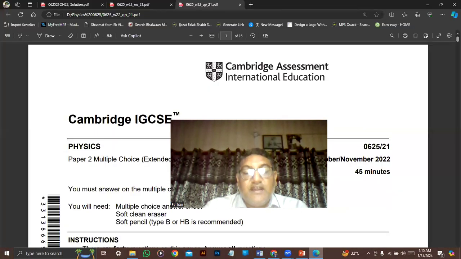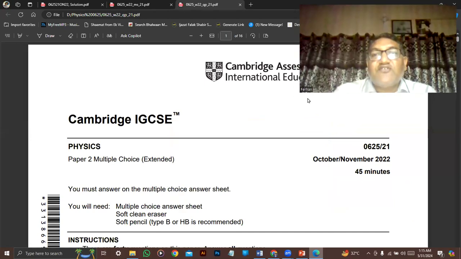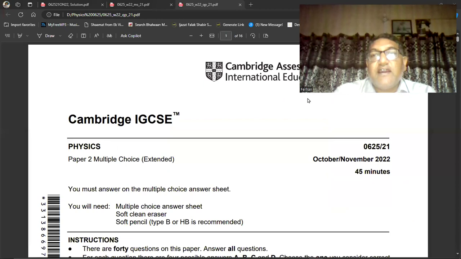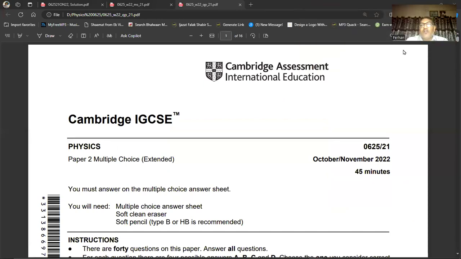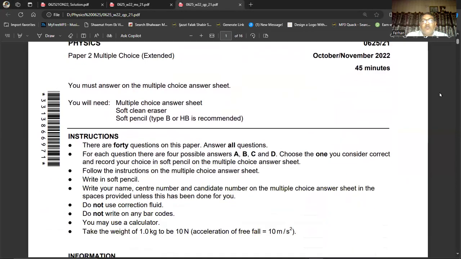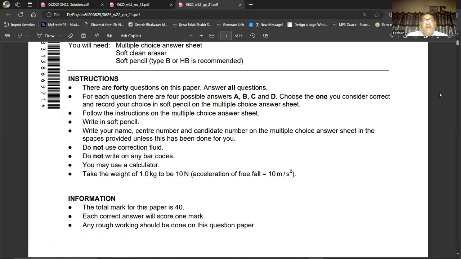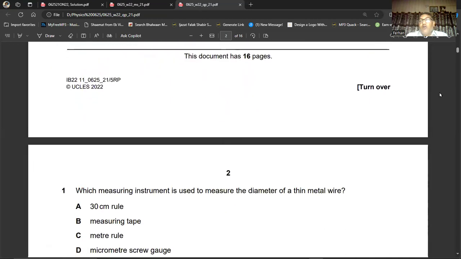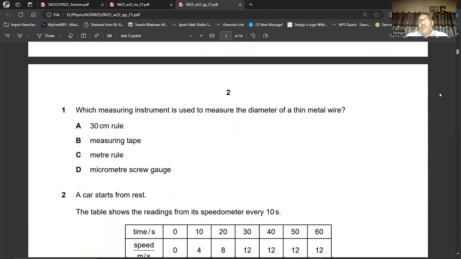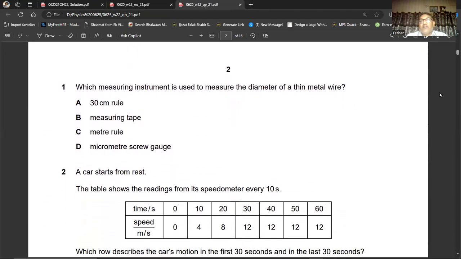This is the paper. In this video, I'm going to present you the solution of this paper to the best of my knowledge and my abilities. The time allowed is 45 minutes, and the total marks for this paper are 40, and in this paper the g value will be taken as 10 meter per second square. But now in our latest papers, since 2023, the g value is taken as 9.8 meter per second square.